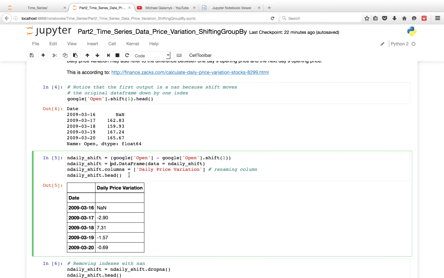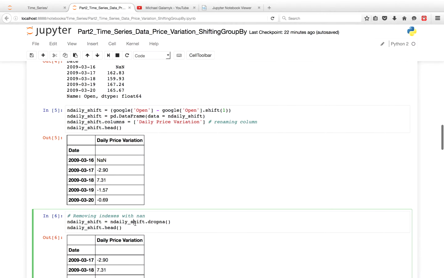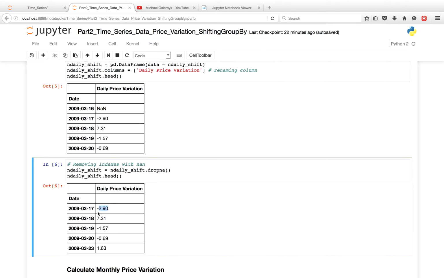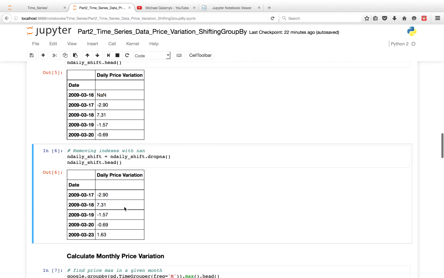In this cell over here, I'm just showing that this is the daily price variation. You'll notice that on March 16th, we still have a NaN, right? Because we had nothing on the day before, which was March 15th in this case. However, if you want to display your data and you don't want to have NaNs, Pandas has a nice dropna function, which, in this case, only gets rid of our March 16th, because that was the NaN.